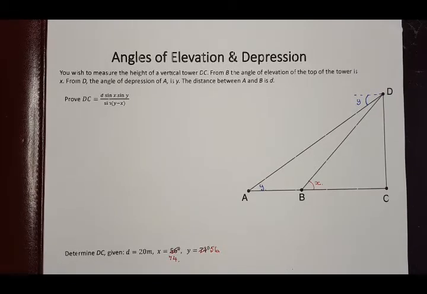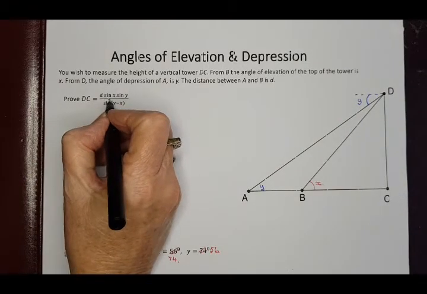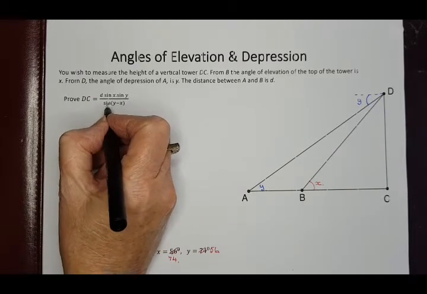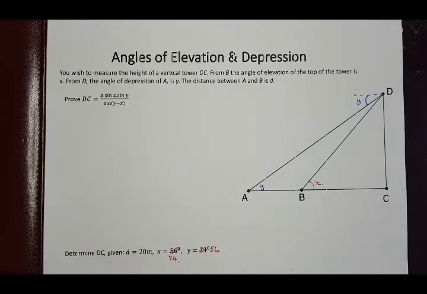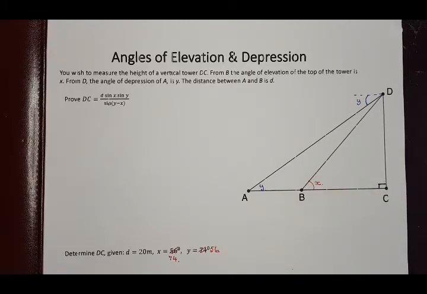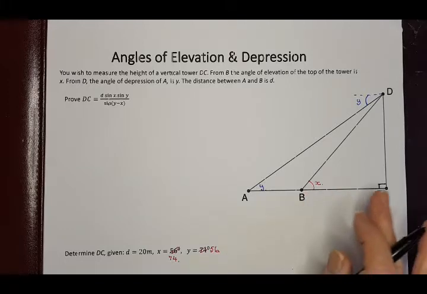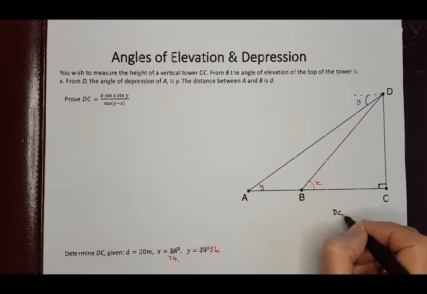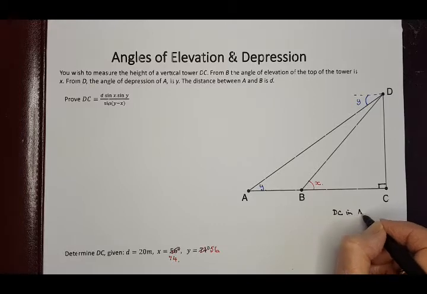Now in this case we are asked to prove that expression. We are asked to prove that DC is equal to d sine x sine y over sine of y minus x. Identify what you want and where it's going to be. We want the height. In maths, when we talk about height, we always mean perpendicular height, so that angle there is going to be 90 degrees. What do I want? I want DC, which means I would have to work in triangle DCB.